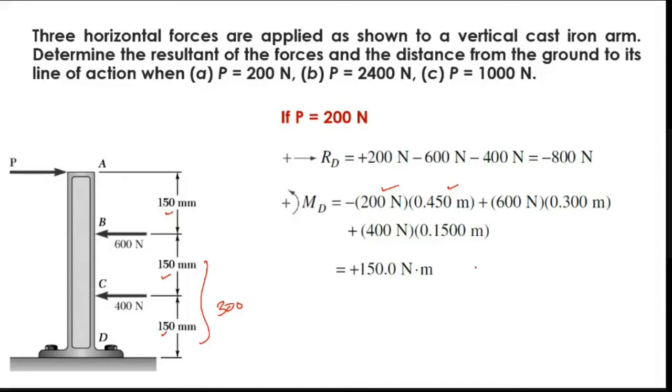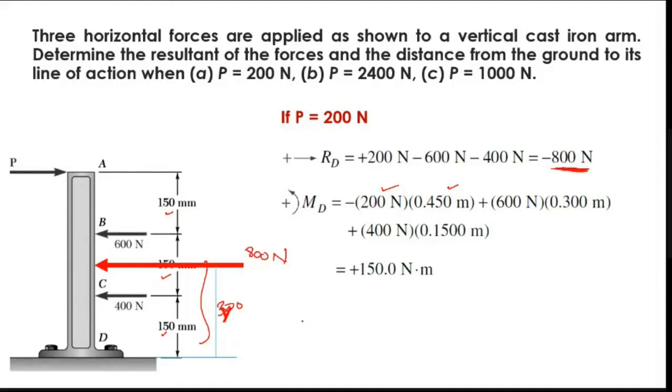Now I want to identify the resultant. Where is my resultant? My resultant is here. What is the value of my resultant? 800. Any doubt in this? Resultant is 800. Negative indicates the opposite direction, right?